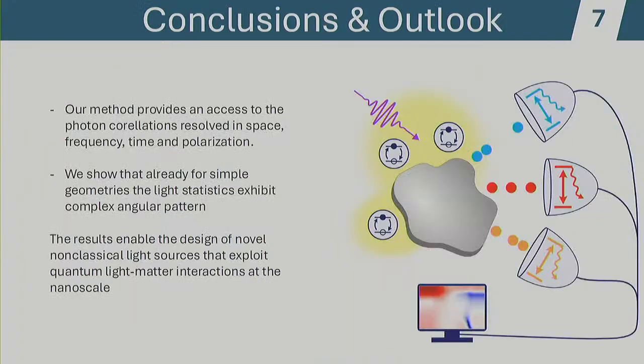And in the end, let me say some conclusions. So I presented to you a method which provides access to the photon correlation resolved in space, frequency, time, and polarization. We show that already for simple geometries, light statistics is very non-trivial, and these results enable design of novel non-classical light sources which can exploit quantum light-matter interactions at the nanoscale.